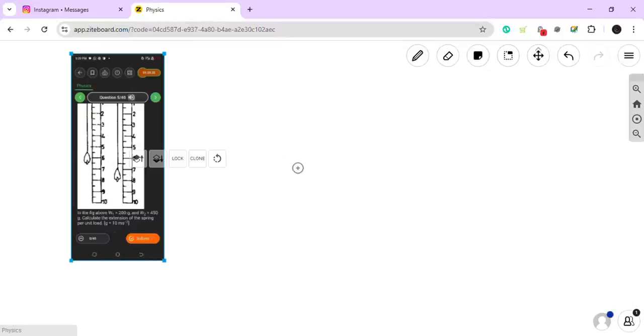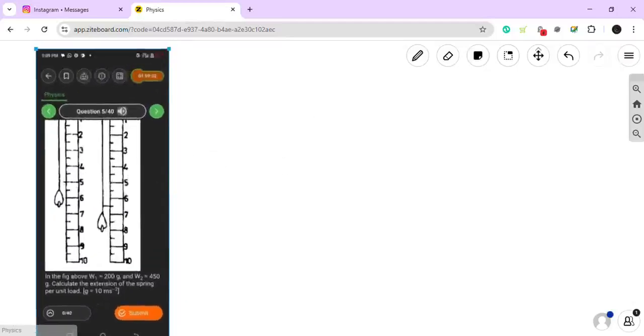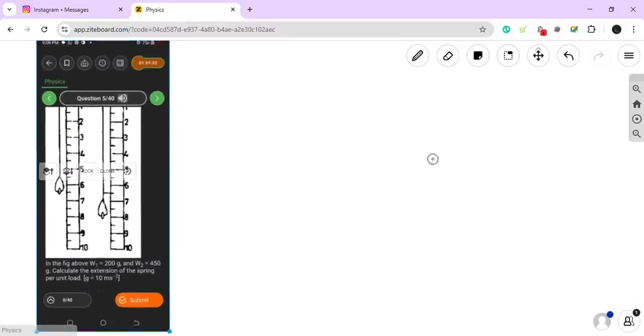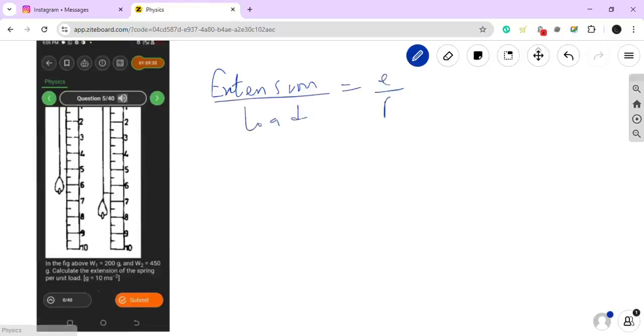Alright, so this is a particular question. You should know where this question is coming from. It's coming from elasticity. They say calculate the extension of the spring per unit load. So what we are looking for is extension over load. And extension over load actually means extension over force. That's E over F, and E over F actually means 1 over K according to Hooke's law.